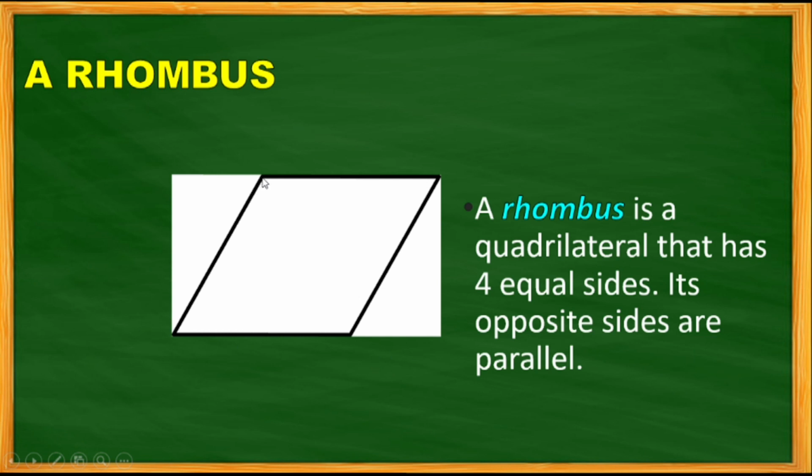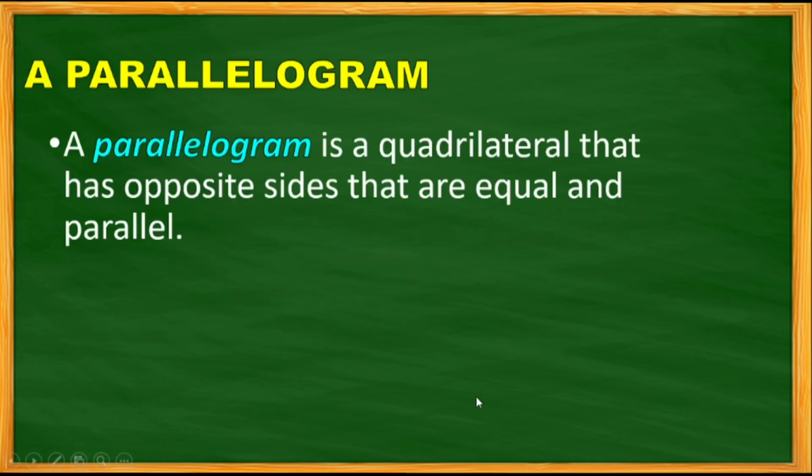So they are 4 equal sides. Equal. This would be a 4, this would be 4, 4, and 4. And its opposite sides, this would be opposite to this one, so this would be parallel. Correct? This would be parallel also. So this would be a rhombus.